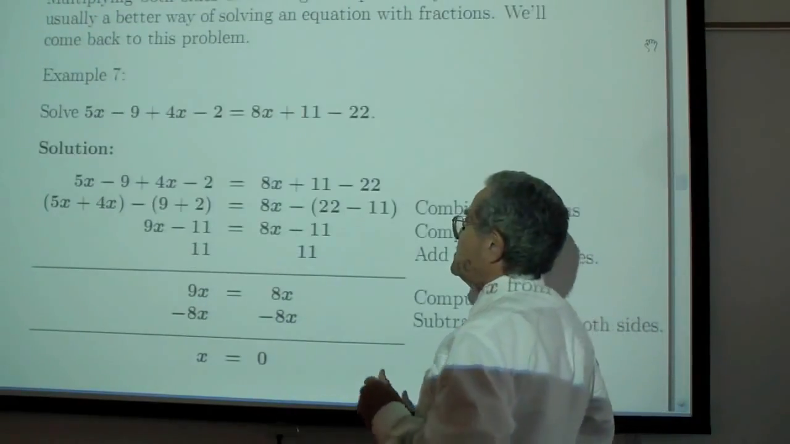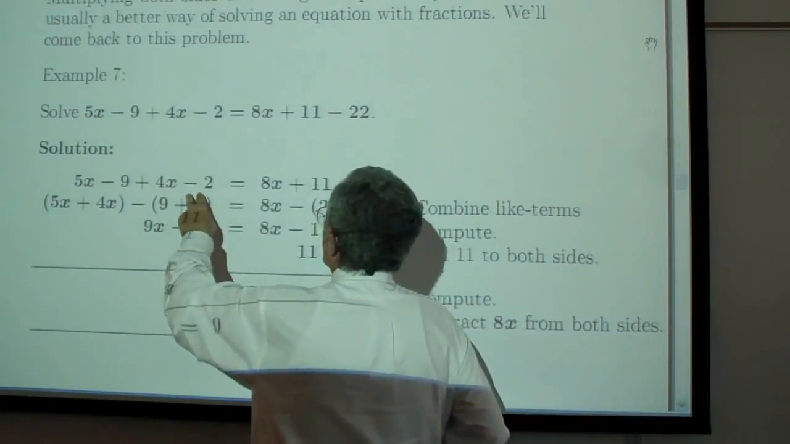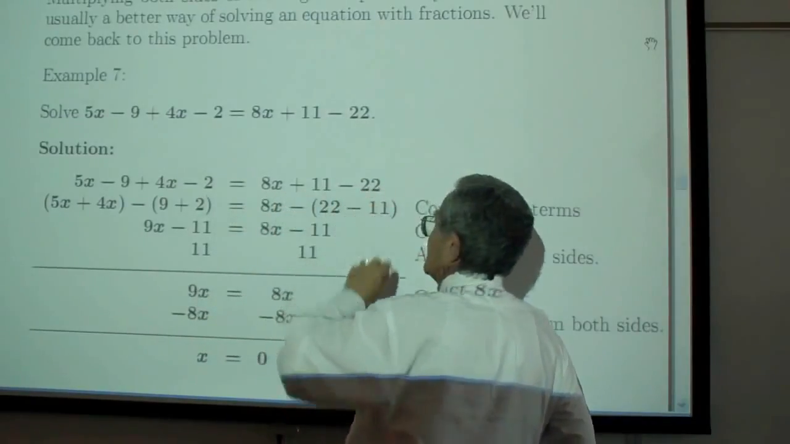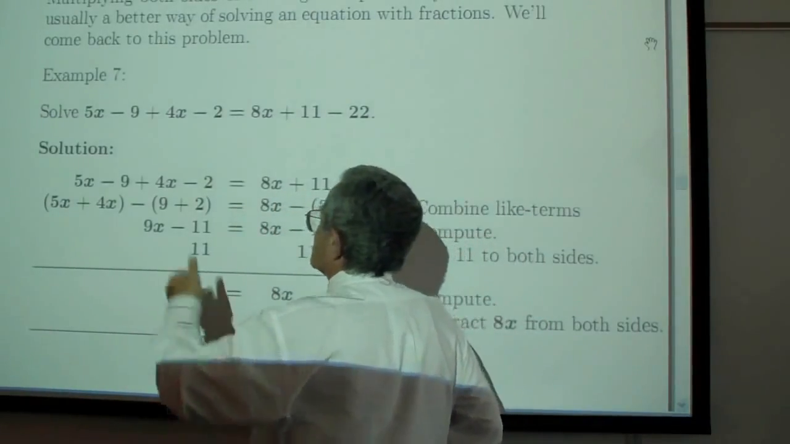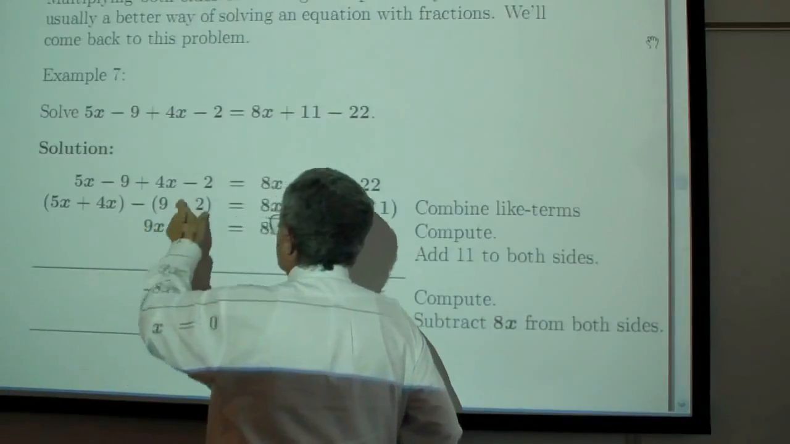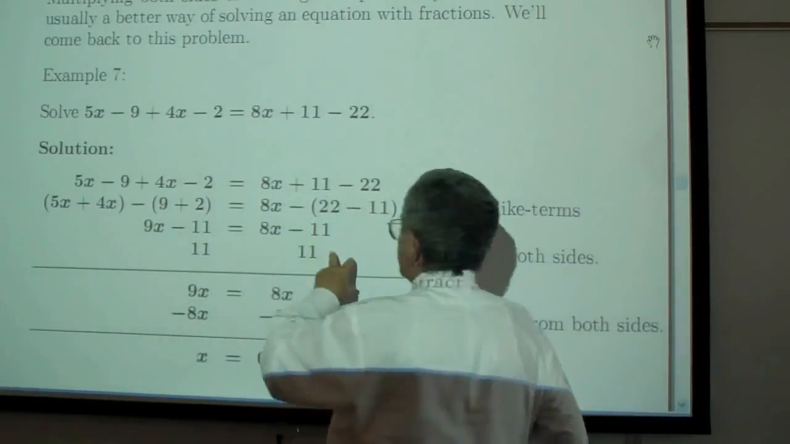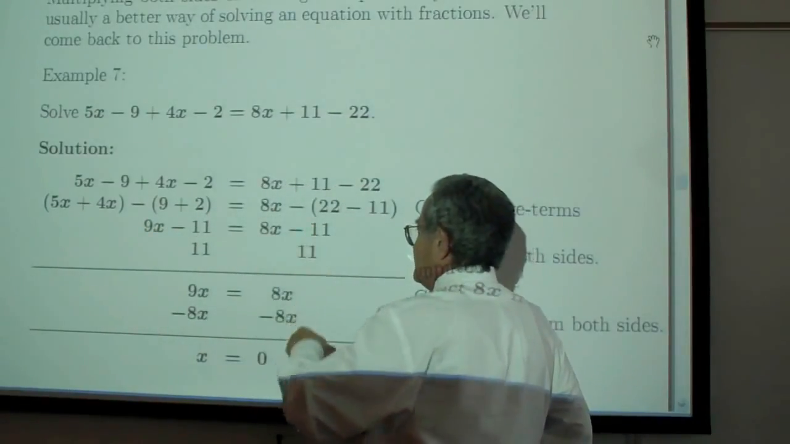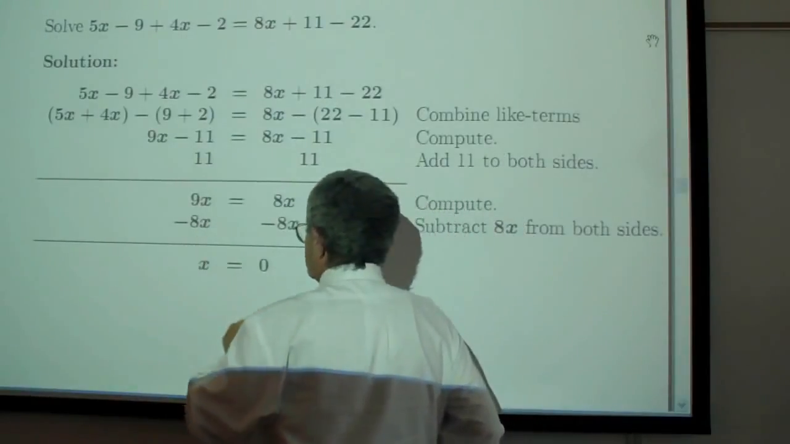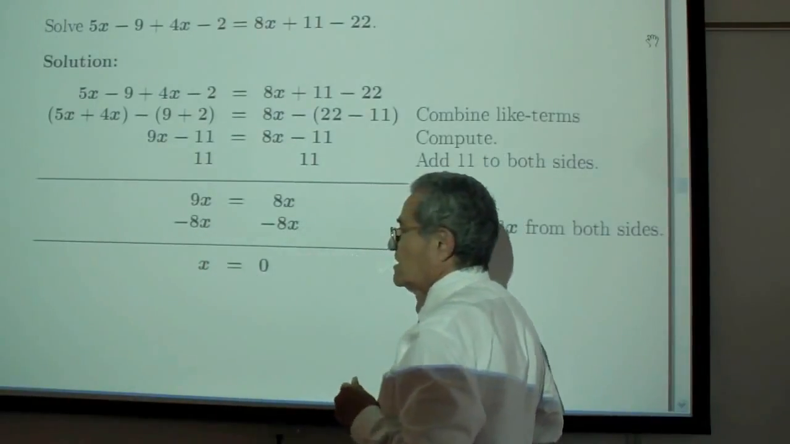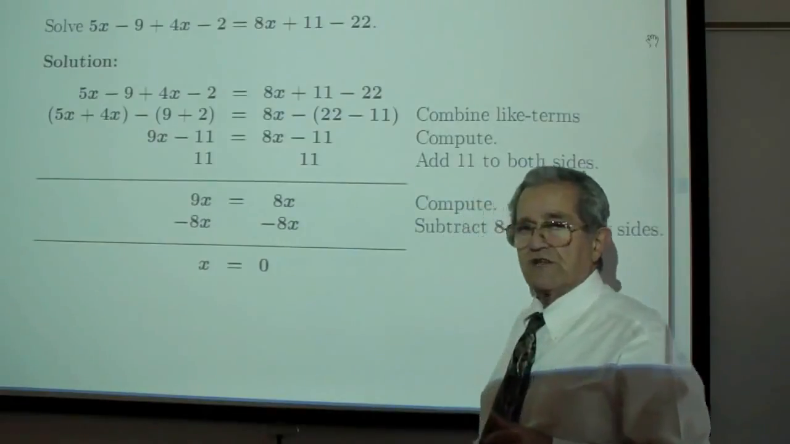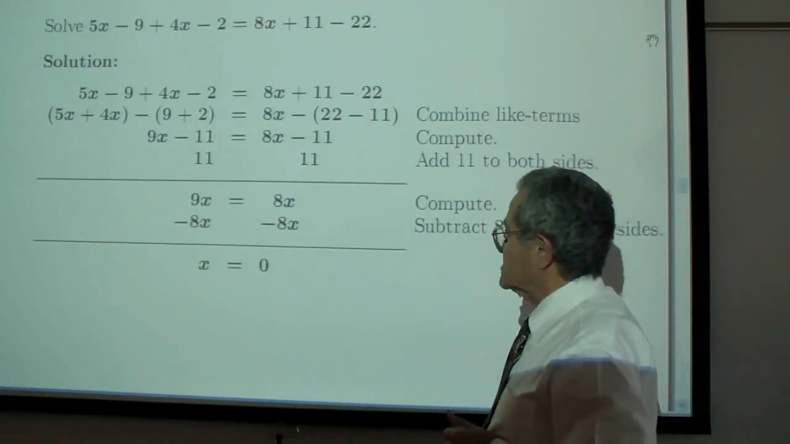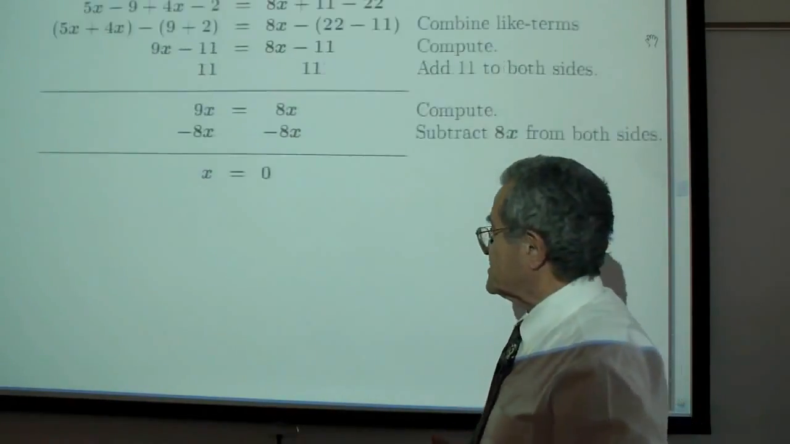How about solving 5x minus 9 plus 4x minus 2, which is 8x plus 11 minus 12. Combine like terms, you get 9x, you get 11, and you get 11 over here. Add 11 to both sides, subtract 8x, you get x, which is 0. There's nothing wrong with a solution that is 0, as long as it's not the grade on the test.